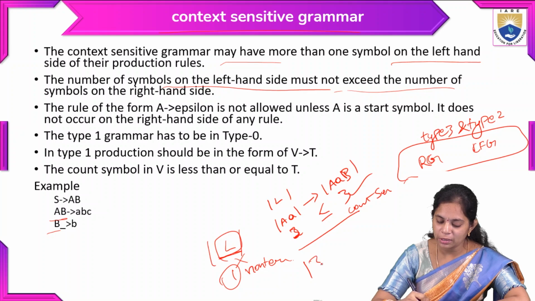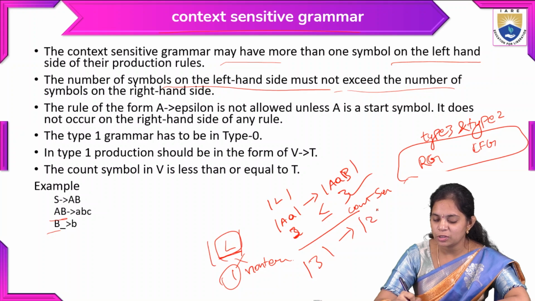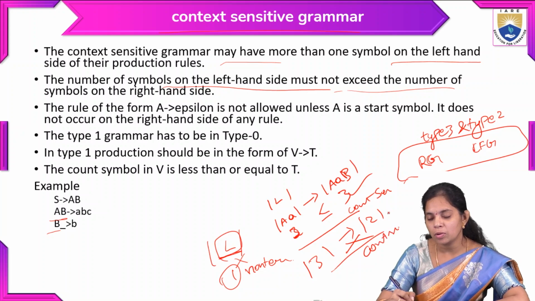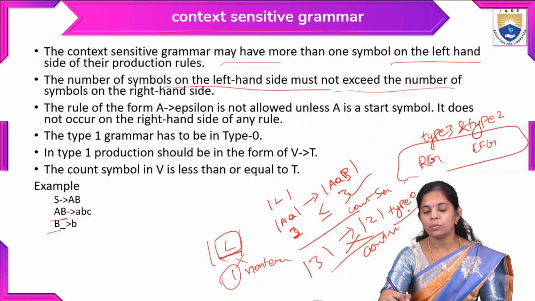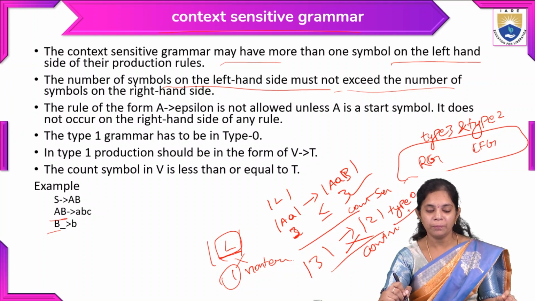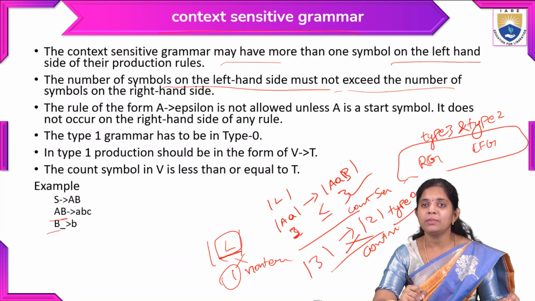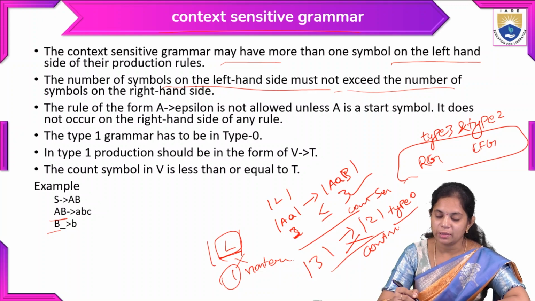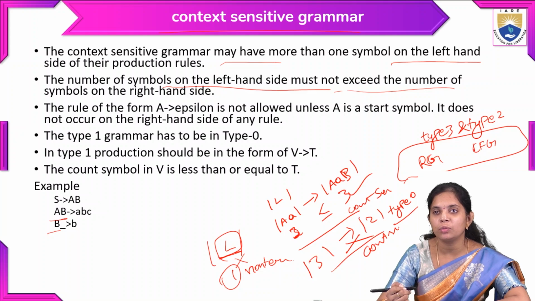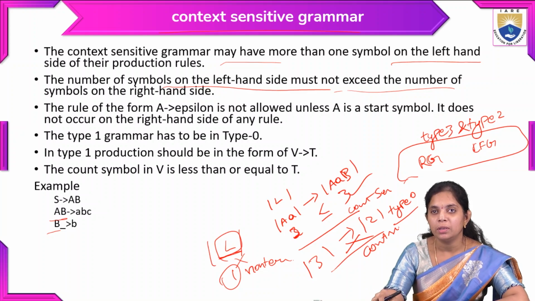Whenever the length of the left hand side is 3 and the length of the right hand side is 2, we can't say that it is a context sensitive grammar. Why? Because it comes under type 0, where there is no restriction. We will discuss that later. So the length of the left hand side must not exceed the length of the right hand side. That is the point we need to note in the context sensitive grammar.